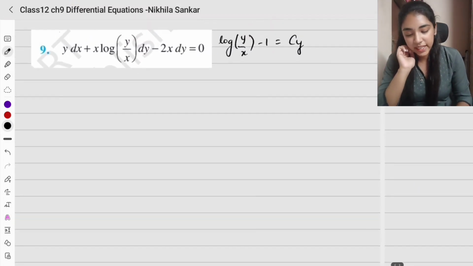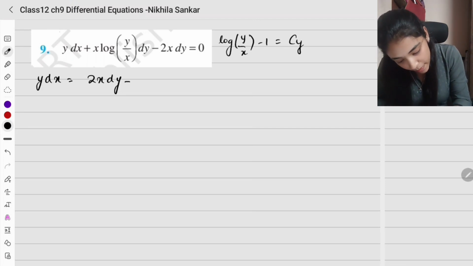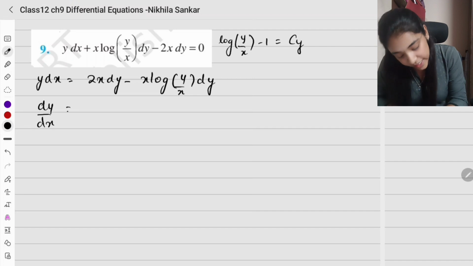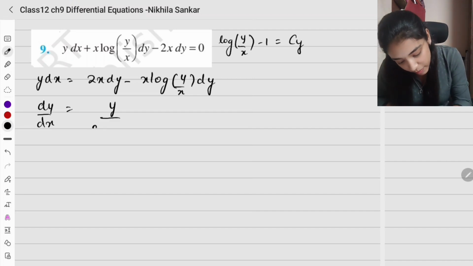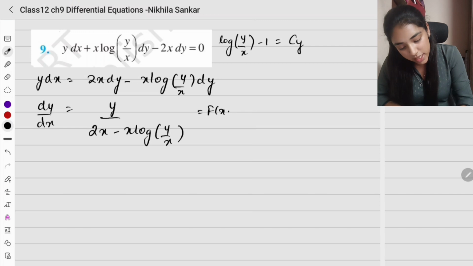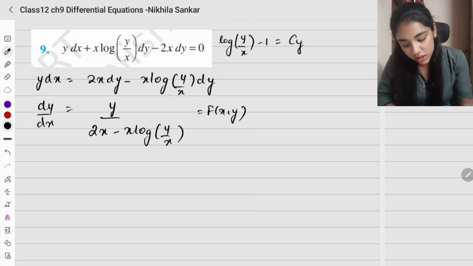Question number 9. Again, taking dy by dx to one side. So what will I have? y dx equals 2x dy minus x log of y by x dy. Taking dy common, dy by dx is going to be on this side. So y divided by 2x minus x log of y divided by x. So this is going to be my f of x comma y. Understood? dy by dx is going to be this particular thing.